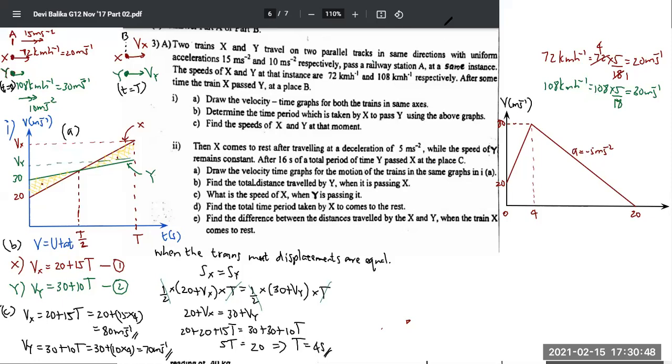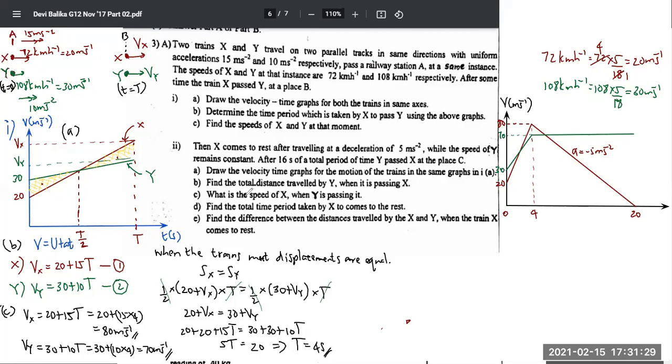And then talking about y, it started its motion at a speed of 30 at point A, and its velocity increased up to 70 after 4 seconds. Then it continues its motion at constant velocity. Let's mark the important points. This is 70. And then it remains the same, starting at 30.